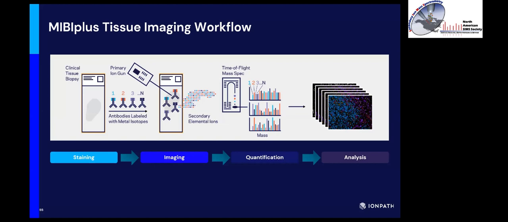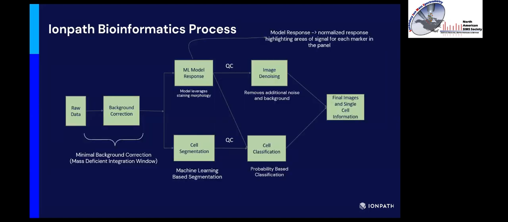In the case of MIBI Plus, we actually have an online application where you can go and place your order for sample kits. We send them to you. You section your tissue onto the sample kits and return them. We then handle the staining. We will then image them on our MIBI scope systems at Ionpath, do the single cell segmentation, the quantification, the phenotyping, and then all of the spatial analysis that comes with that.